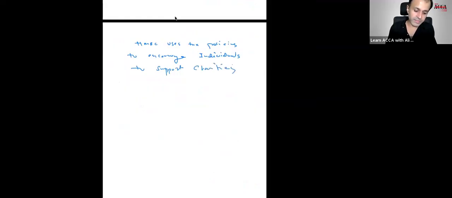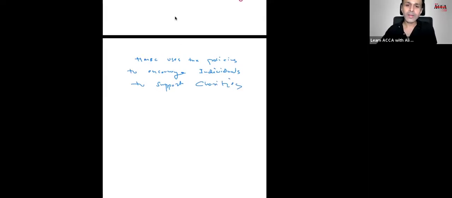So what is an incentive in supporting a charity? Apart from your good deeds will take you to heaven, to a paradise, the God will be happy. Apart from that, what is an incentive, living on this planet, as far as the tax side is concerned?